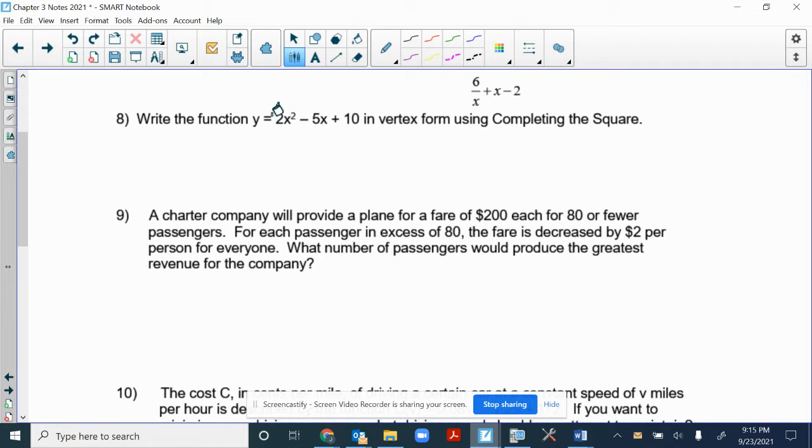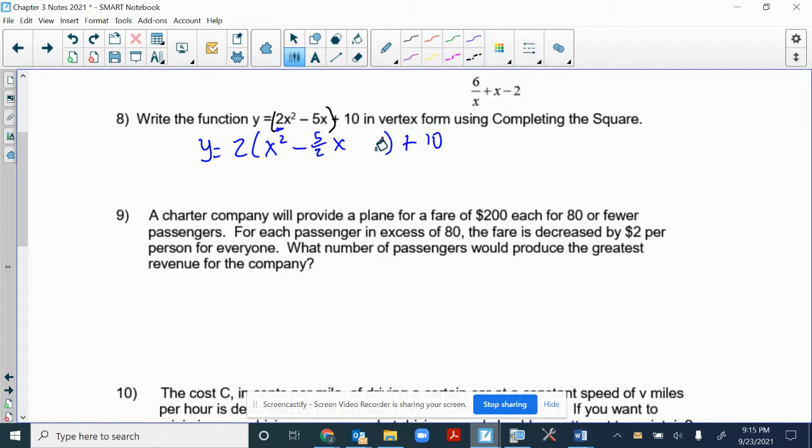So first thing we're going to do is group together the x terms, okay? The reason we group them together is because then we're going to pull out this a value. So I'm going to have y equals 2 times x squared minus, now 5 isn't divisible by 2, at least divisible in the sense like it'll be a whole number, but I can divide 5 by 2 because it's just 5 halves. And then I'm going to leave a little blank and then plus 10.